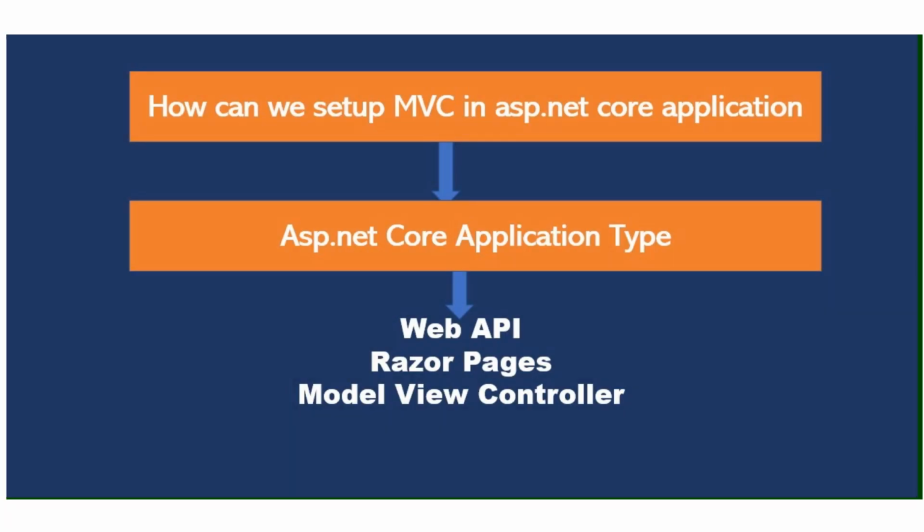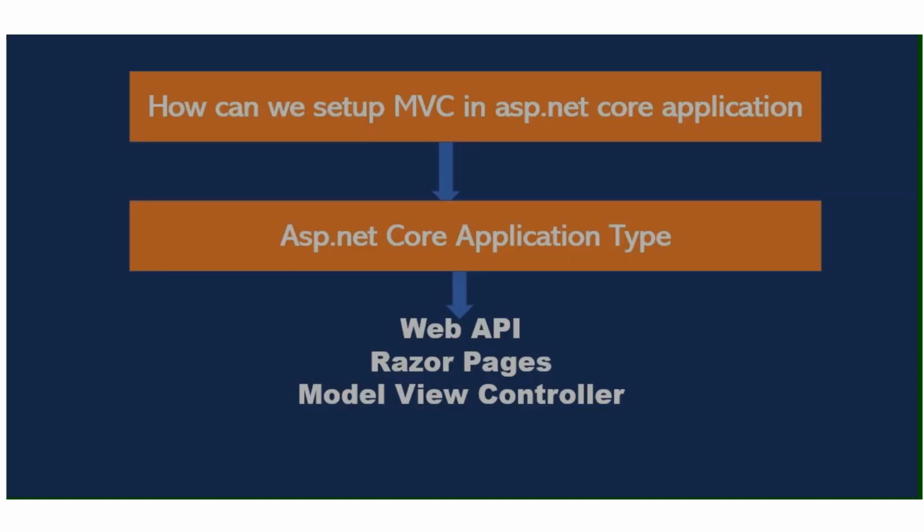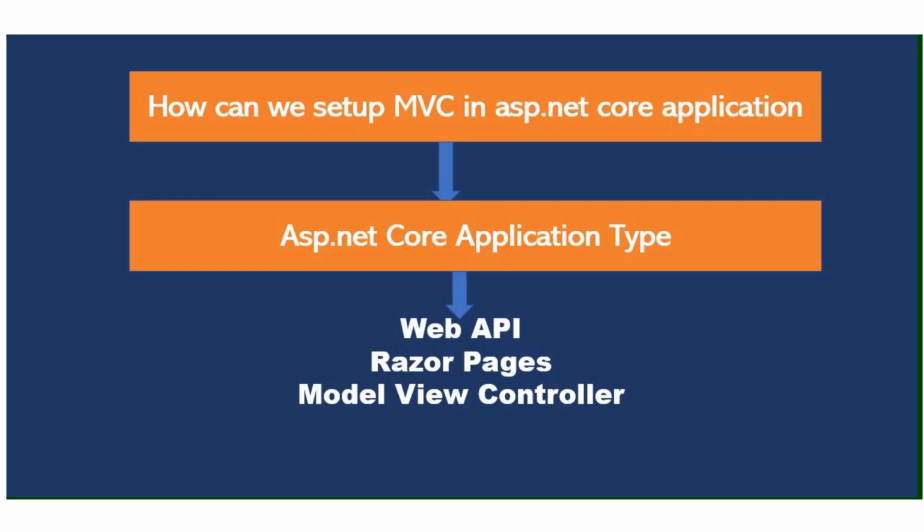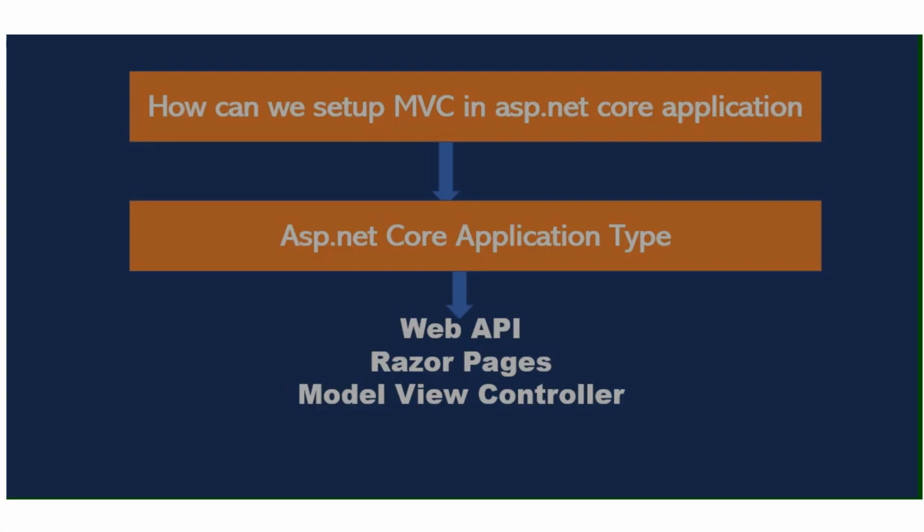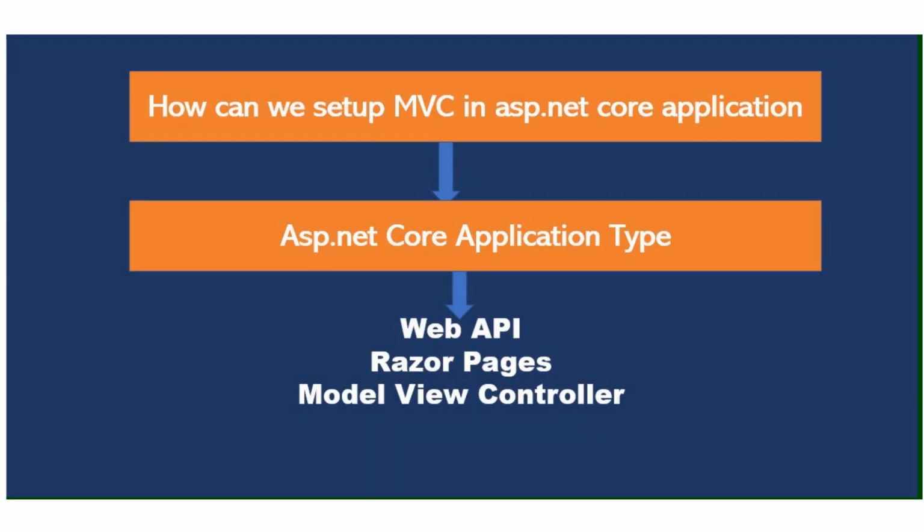Since we are using an empty template, we can convert our empty template to any one of these or other templates. In this tutorial, we are going to create our application on the model, view, and controller pattern, and in our next video, we will create Razor Pages and Web APIs. So first, let's open our application.